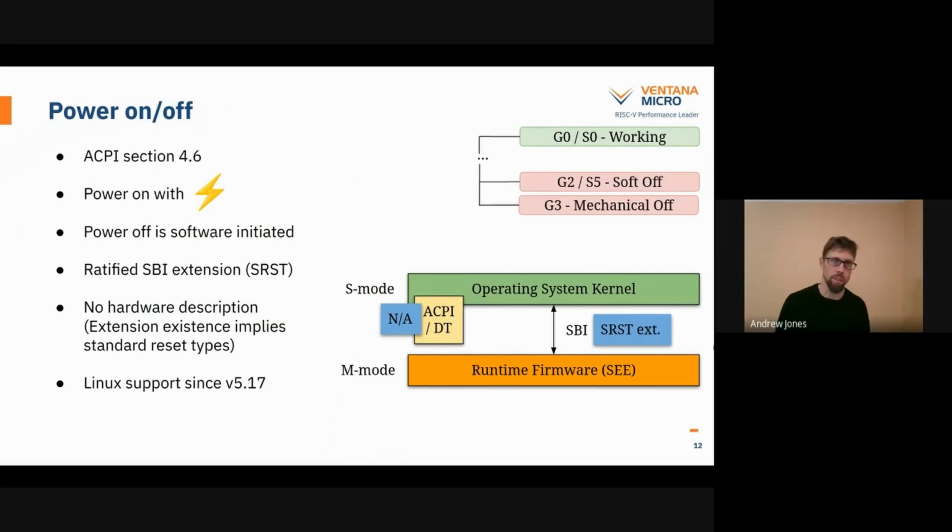Global states G0, G2, G3 are simply on and off. The system is powered on by supplying it power, but powering it off is usually software initiated, which is where SBI comes in. Power off SBI support is specified in the SRST extension, which is already ratified. Currently, no hardware descriptions are provided for the SRST extension because the existence of the extension is enough to imply the standard reset types that it supports. Those reset types are shutdown, cold reboot, and warm reboot. Linux has actually had support for the SRST extension since 5.17.